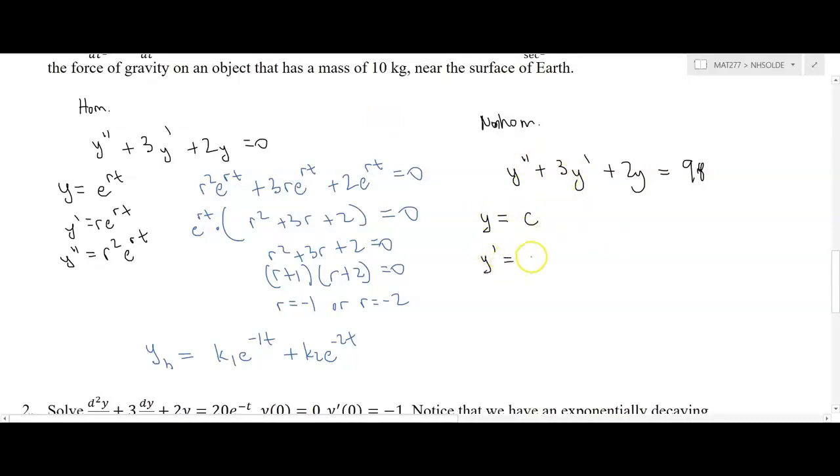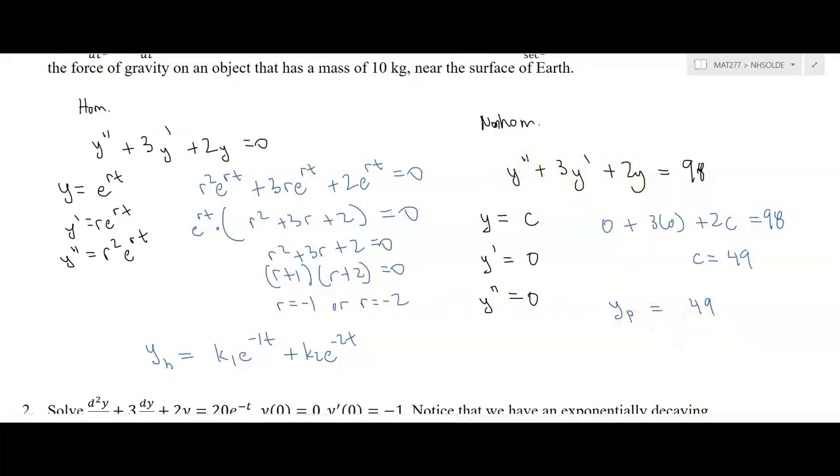That means the first derivative will be 0, the second derivative will also be 0, and now when I substitute in my guesses, I have 0 plus 3 times 0 plus 2 times a constant equals 98. Perfect. As long as the constant is 98 divided by 2, which is 49, this will be a solution. So y non-homogeneous, which we'll call y sub p, is a particular solution. There's no arbitrary constant that can be attached to this. The constant has to be 49. So you can just double check your work here: 2 times 49 plus 3 times 0 plus 0 is 98.